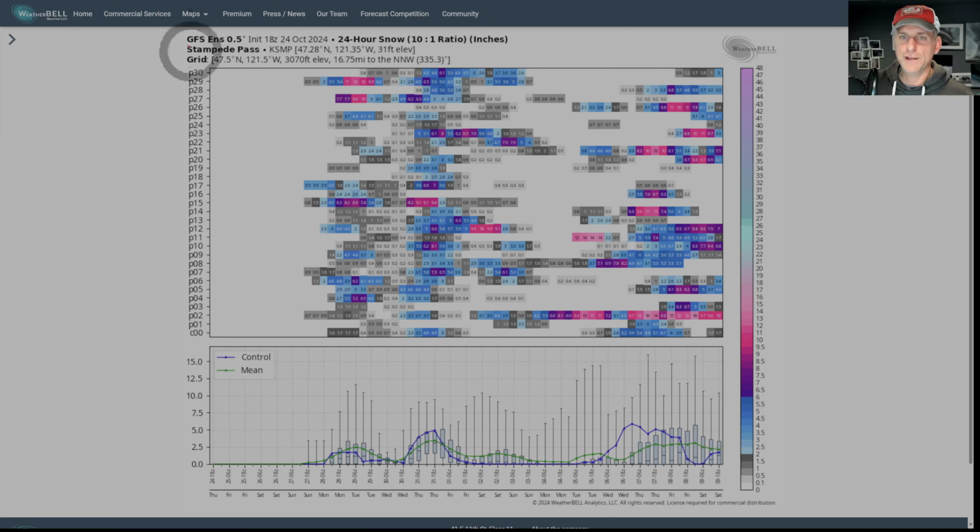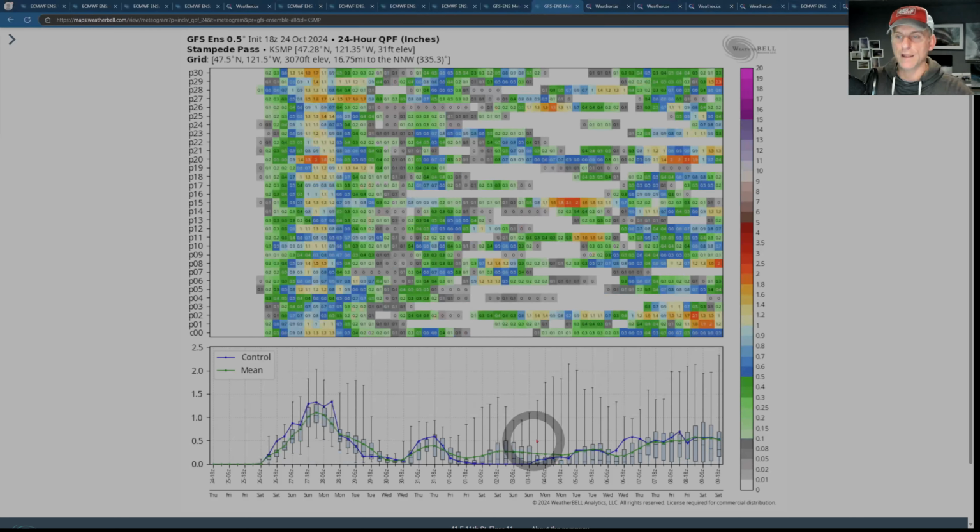Now, GFS, here we go, Stampede Pass. You can see 30 individual ensemble members here on the left. And again, as you scroll out into the forecast, some of them with big totals, some of them with nothing at all. And you can see that as you go off into the future forecast, the control and the mean start to disagree quite a bit. And again, the mean outperforms the control run, especially once you go 3, 4, 5 days out in the forecast. So that is the strength of ensemble forecasting.